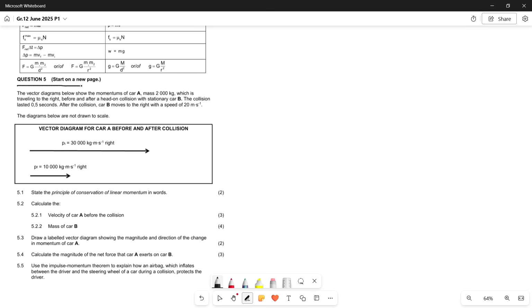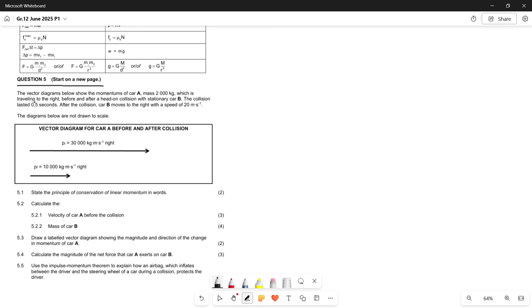Cool. So if momentum is getting a bit tricky at this stage, we're about to break down question 5. We're going to see the whole structure of a question like this, see the application of momentum, as well as some vector diagrams and change in momentum, i.e. impulse. So let's jump right in.